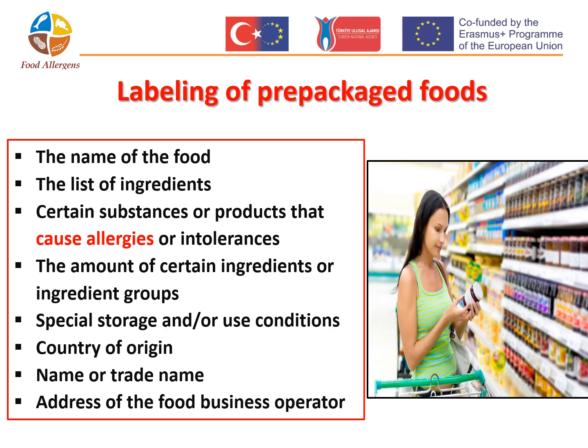The label is any sign, brand, stamp, pictorial, or other descriptive element written, printed, stenciled, or code stamped, marked, embossed, affixed, or attached to the packaging or container of the food. Any text, information, trademark, pictorial element, or signs related to food included on any packaging, document, notification, or label accompanying or referring to food is called labeling. Mandatory label information includes statements such as the name of the food, the list of ingredients, certain substances or products that cause allergies or intolerances, the amount of certain ingredients or ingredient groups, special storage and or use conditions, country of origin, name or trade name, and address of the food business operator.